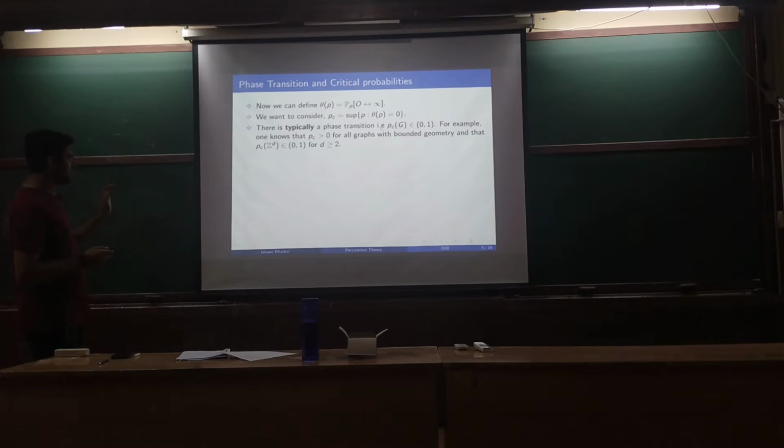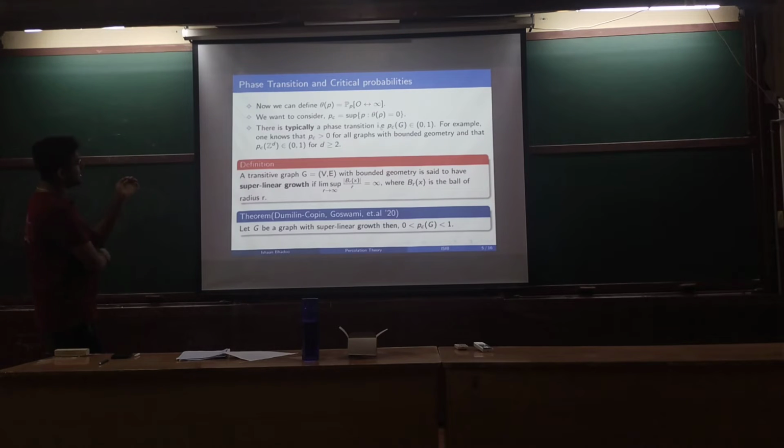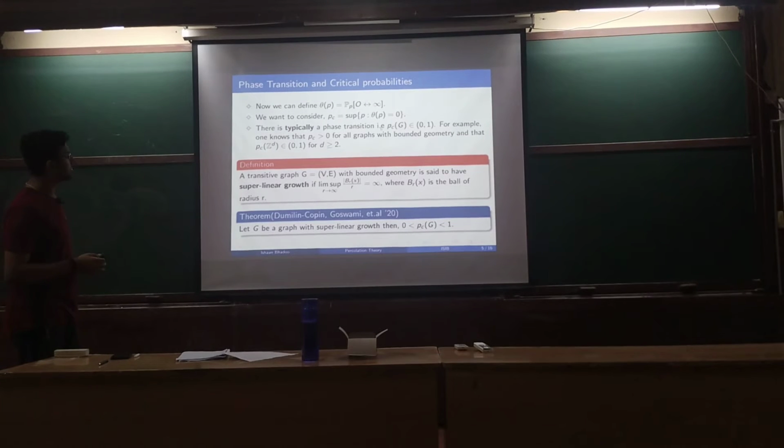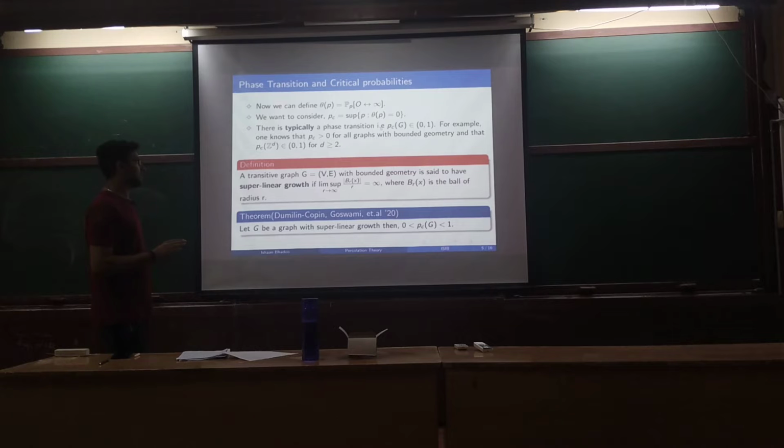Typically in these sorts of percolation models, we see a phase transition, and p_c will be positive for all graphs with bounded geometry. If the degrees of the vertices are bounded by some number, then we can show that p_c will be positive, and p_c will also be less than 1 for all graphs except the trivial cases where the graph has linear growth. So essentially except Z, everywhere else we will see a phase transition.